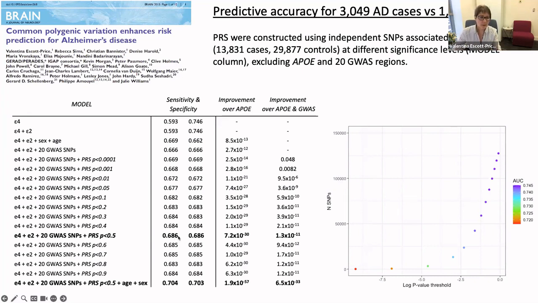And what we observed was that the area under the curve of sensitivity and specificity was the highest when we included about 68,000 SNPs, additional SNPs to the genome-wide significant ones, so showing that that's kind of predictive. And also it was statistically significant, improving the model over and above ApoE and genome-wide significant SNPs. So that's what we have found.